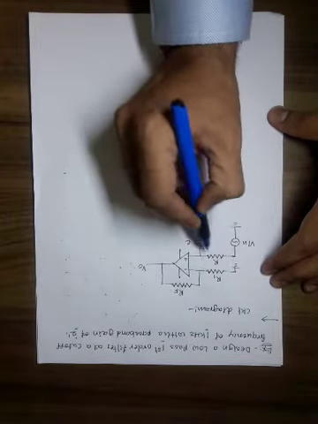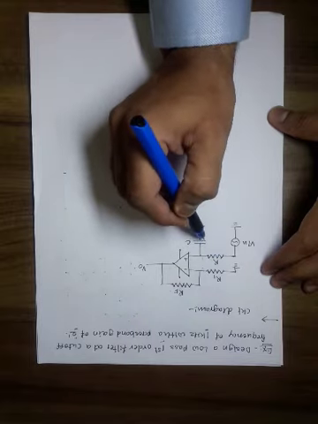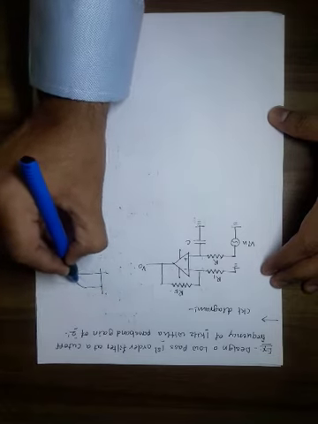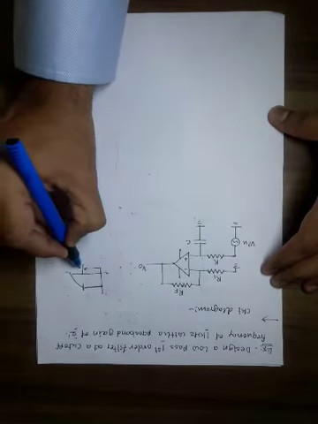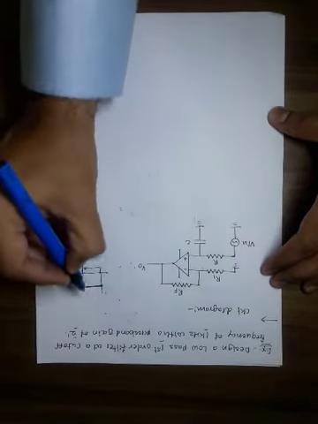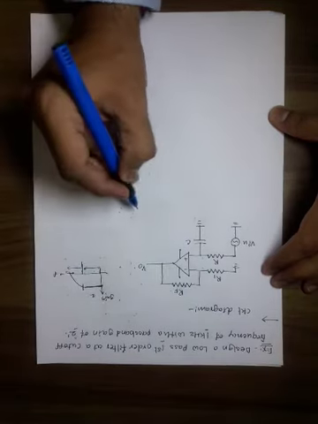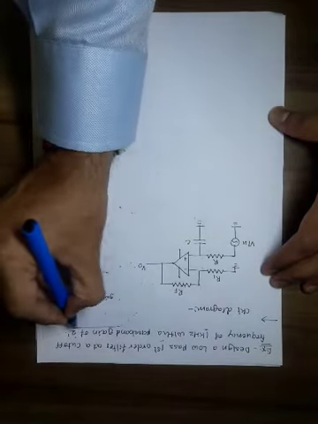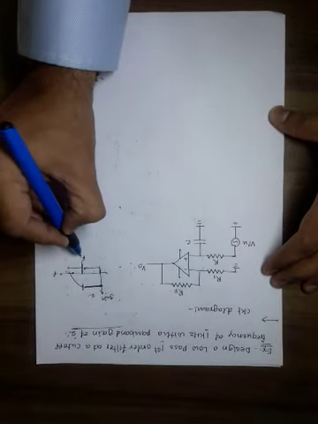First order means one RC combination. Second order means two RC combinations. Passband gain means, for a low pass filter, this is the passband, where the gain is 2, and from here onwards is the stop band. Over this band the gain is 2. On the vertical axis there is gain, on the horizontal axis there is frequency. So the gain of this band is given as 2, and the cutoff frequency is this, FH.